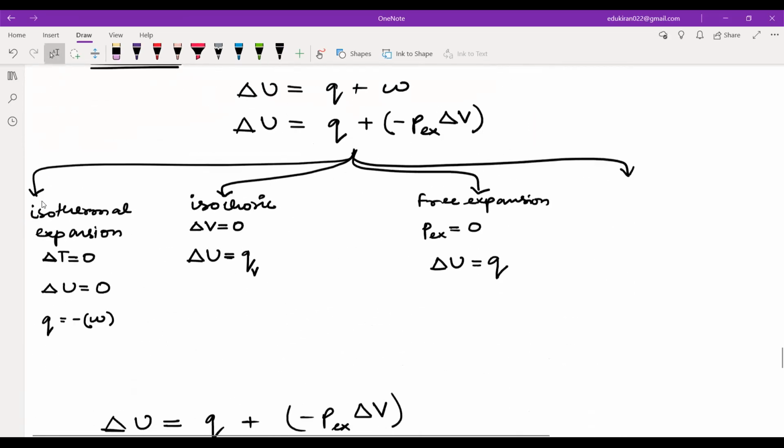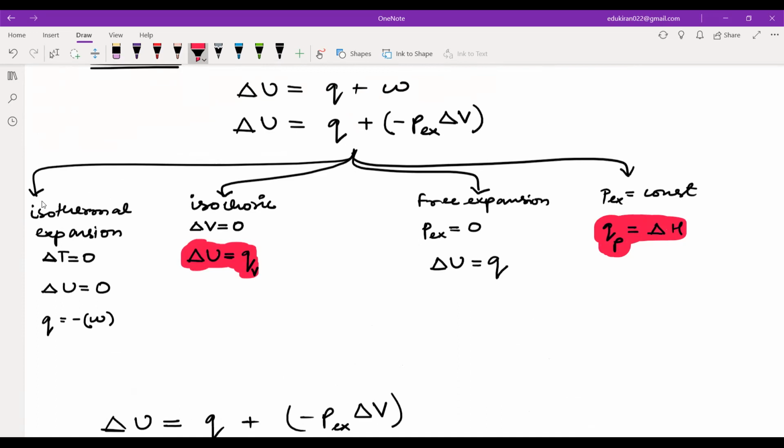So if P external is constant, then QP is equal to delta H. Please remember these two things: at constant volume, the heat is equal to delta U, and at constant pressure, it is equal to delta H. This will be important when we talk about the heat involved at constant volume and at constant pressure. Enthalpy is just the heat involved at constant pressure.